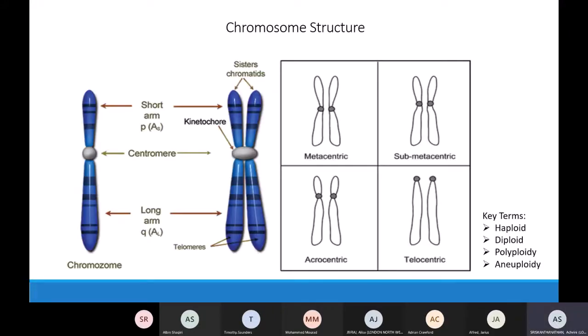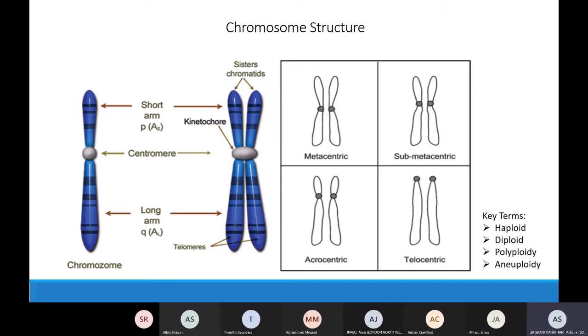Okay, so this is your chromosome here. So you've got your long arm, which is known as a Q arm, and you've got your P arm, which is also your short arm. And in the middle, you've got the centromere, and there's a kinetochore there which connects them all. And this basically allows the 2 sister chromatids to attach to each other. So metacentric is when this centromere is in the center, so in the middle.